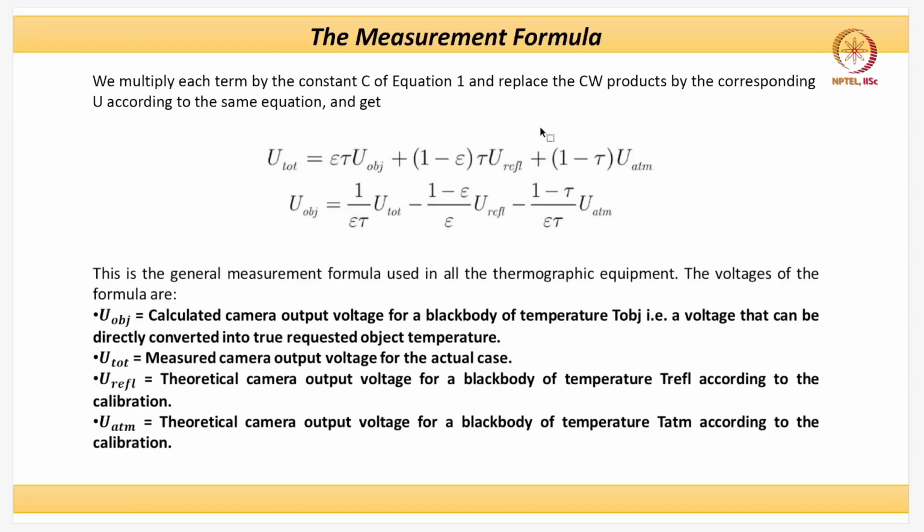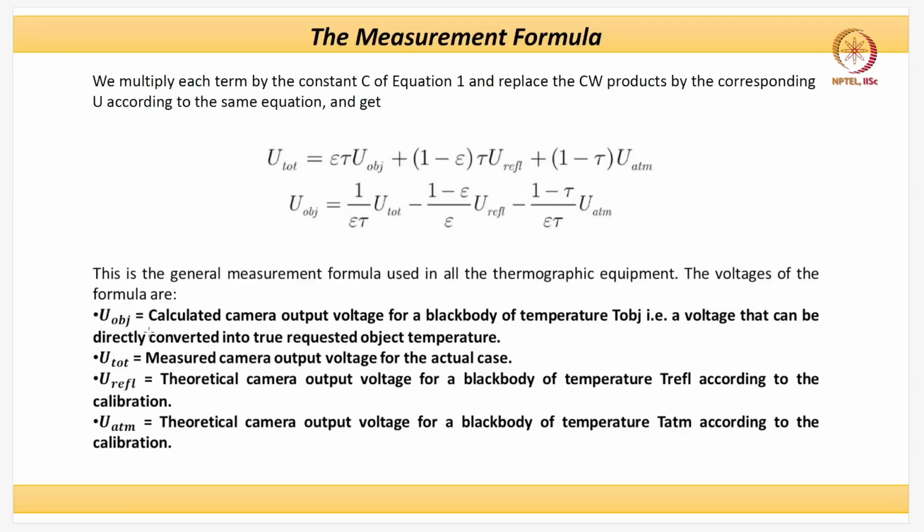Remember, the only caveat was that we assumed a linear response of the camera. And we are interested in the U object. This part is the one that we are most concerned with. The rest of the things, U total and so on, somehow you have to account for. This is the general formula used in all thermographic equipment.